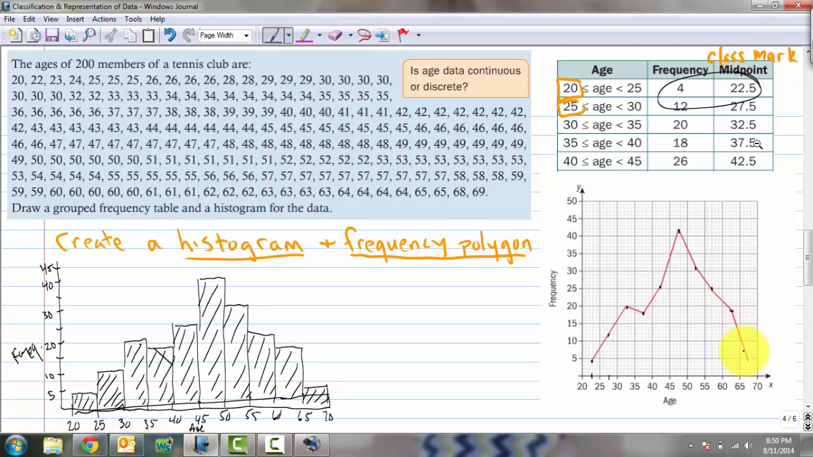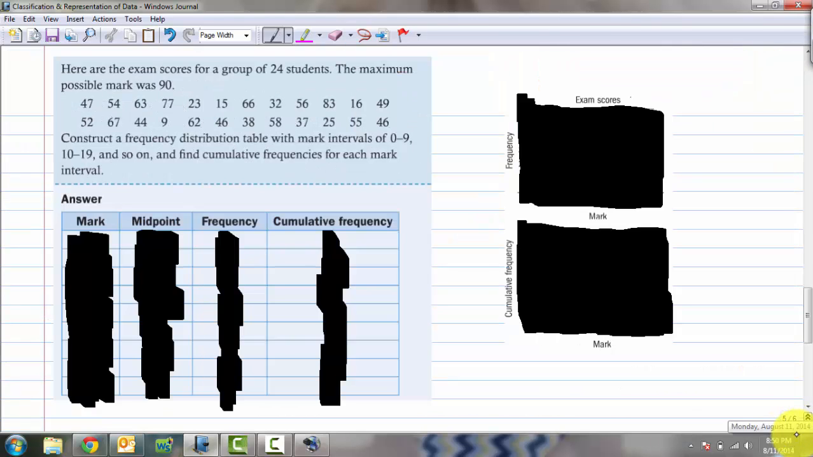Those are all the values that are in that frequency column. The x value down here, and I would usually label my x-axis with the class marks, but that's where they're coming from. Okay, next example, last example, here we go.